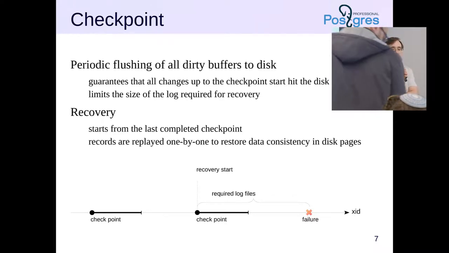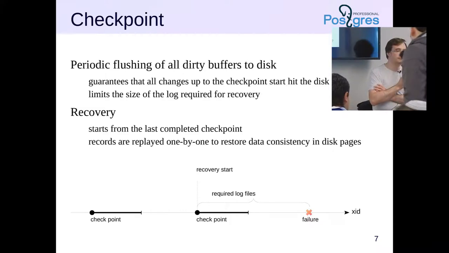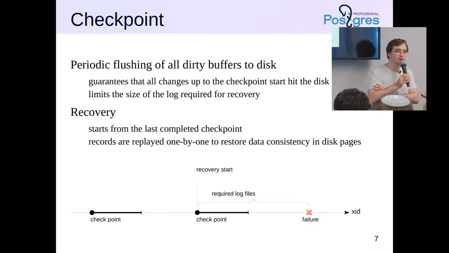Okay, so we have this write-ahead logging. We start up our server and start to work. We change data, and after a while something happens, Postgres crashes, or another failure occurs. What length of write-ahead log do we need to restore consistency of data?